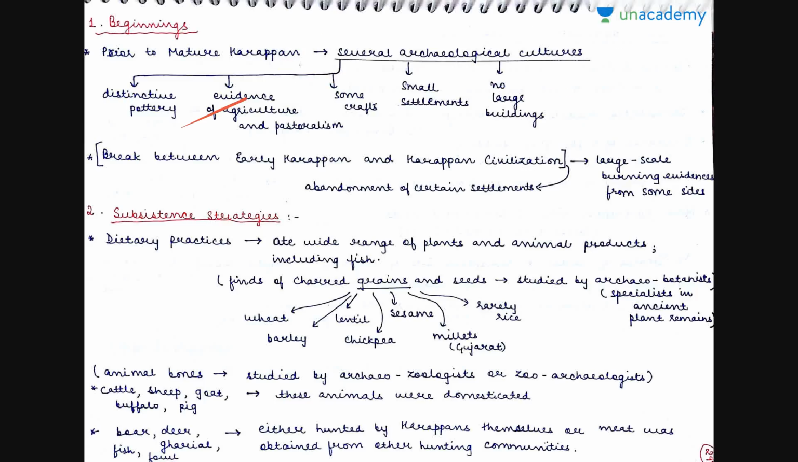Then some evidences of agriculture and pastoralism were also found. Some crafts were found, some settlements were found, small settlements, but no large buildings were found. Now, first of all there was early Harappan, and then the Harappan civilization or the mature Harappan. In the break between these two, there is evidence of large-scale burning from some sites.